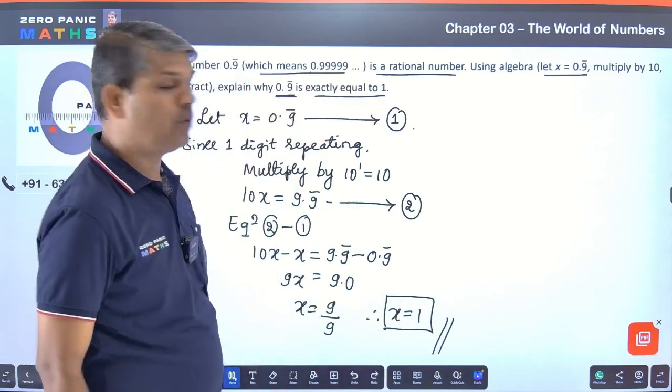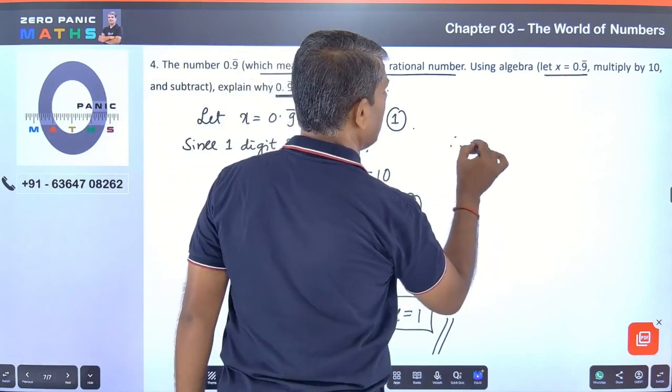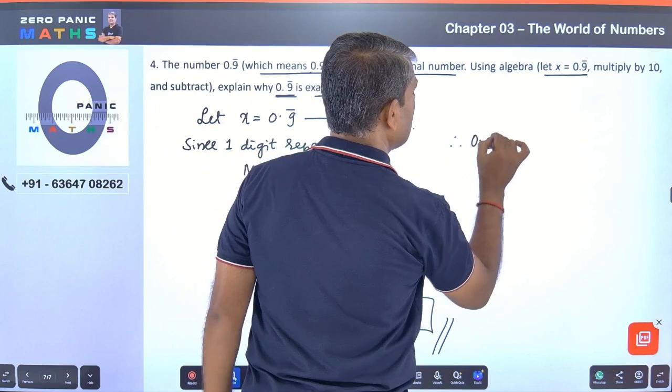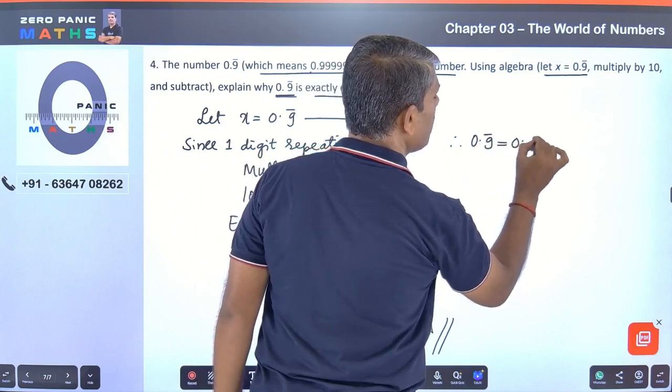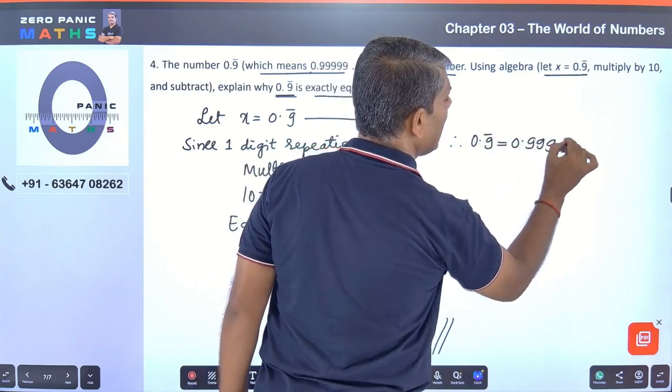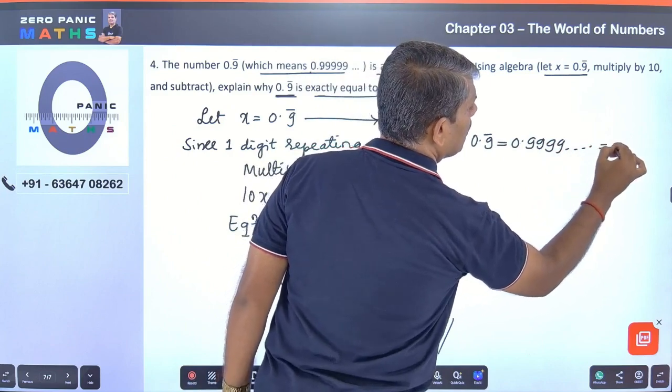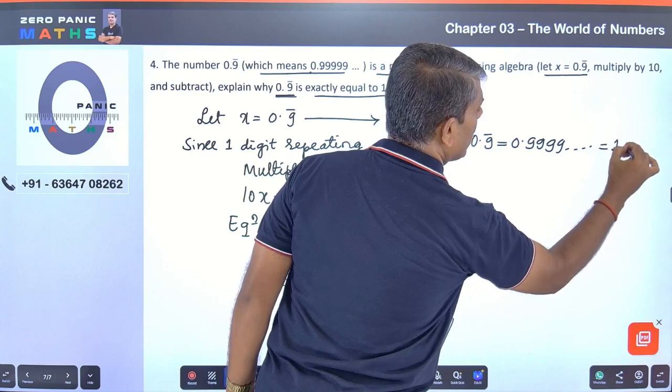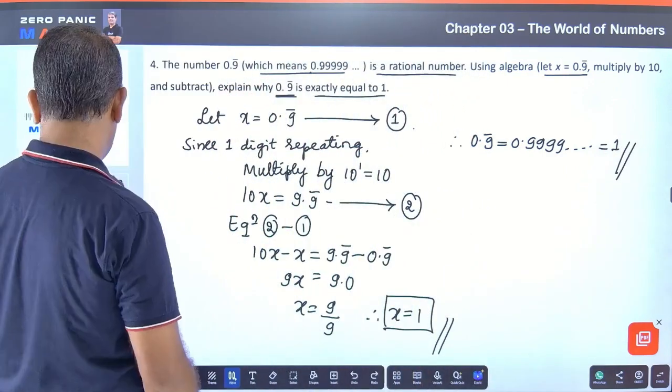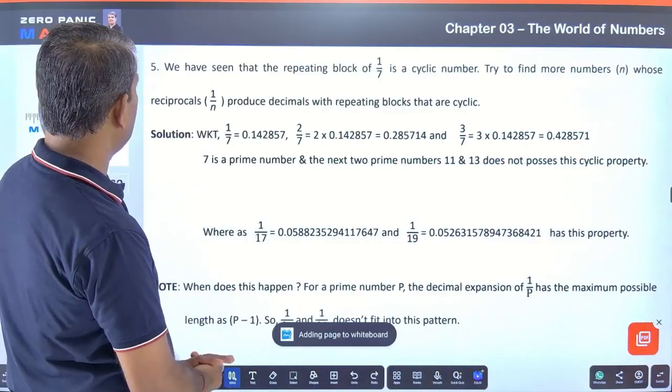This is how we proved. So finally you can write it like 0.9 bar is equal to 0.9999 continuing, is equal to 1. This is the answer. Let us see the next problem.